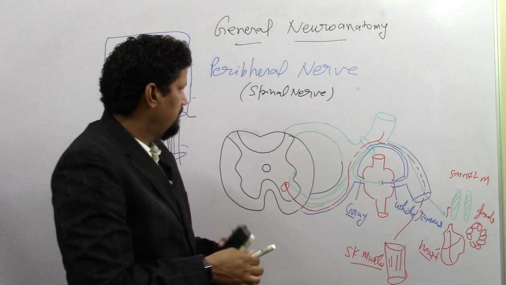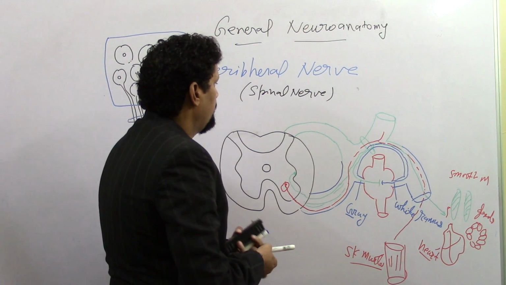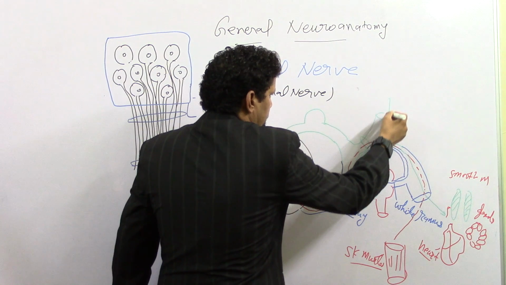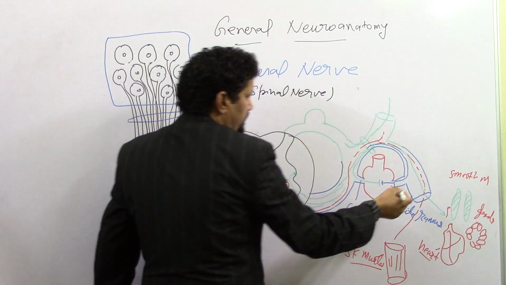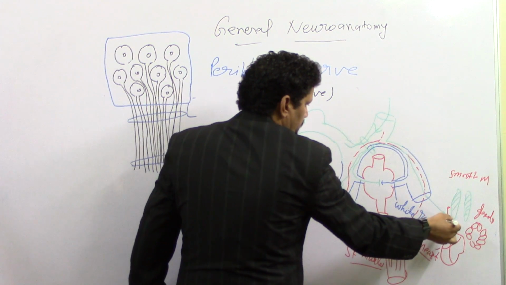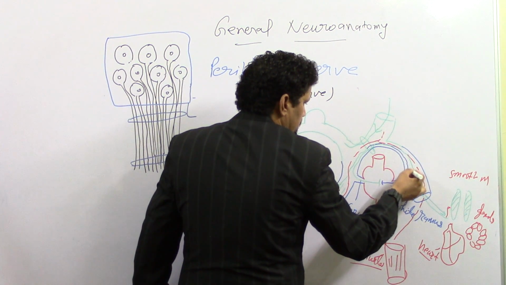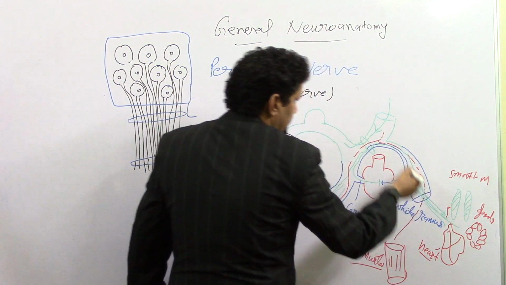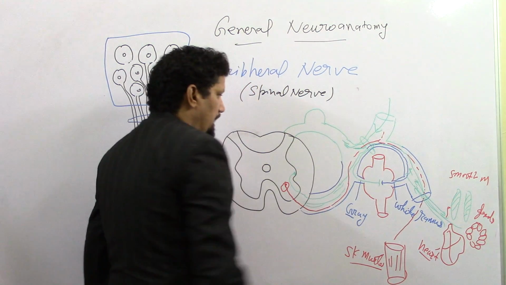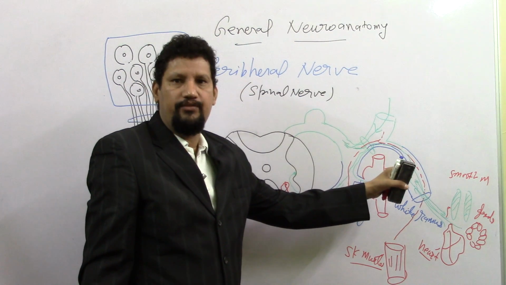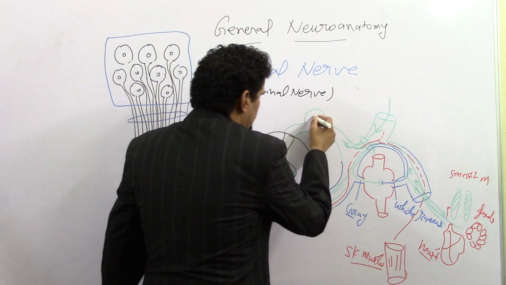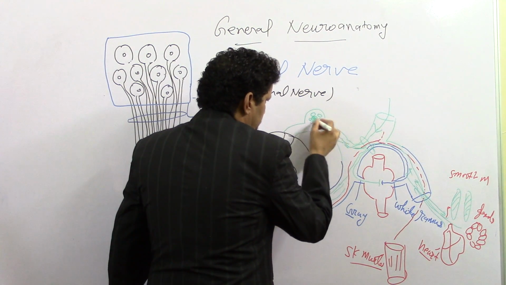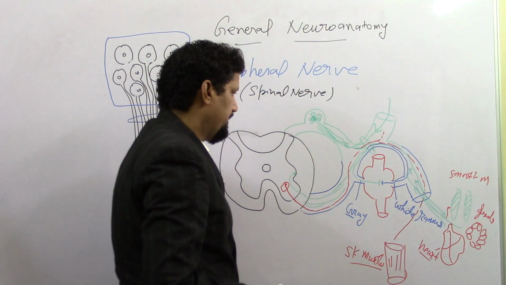The fibers which are entering the peripheral nerve from the skin and from the viscera, that is blood vessels, heart and glands, these fibers, all sensory fibers, either they may be somatic or visceral, are having their soma inside the dorsal root ganglion.